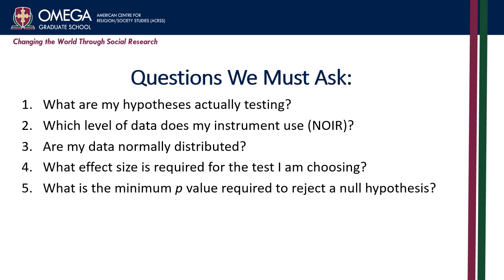Number one, what are my hypotheses actually testing? In other words, what is it we're trying to actually determine by using statistics? Number two, what level of data does my instrument use? And we talked about the levels of data or levels of measurement in the previous tutorial, expressed as NOIR: nominal, ordinal, interval, and ratio data. Number three, are my data normally distributed? We also discussed normal distributions in the previous tutorial.